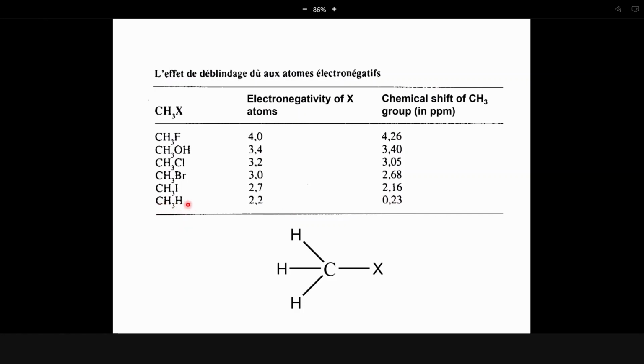Then if you change a proton in the structure into an iodine atom, then the electronegativity of I is 2.7, and you see that you have an increase of the chemical shift to 2.16. And the higher the electronegativity goes, the higher the chemical shift will go also.